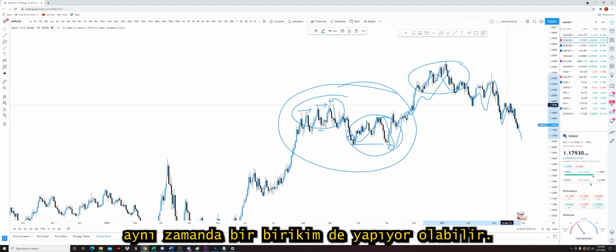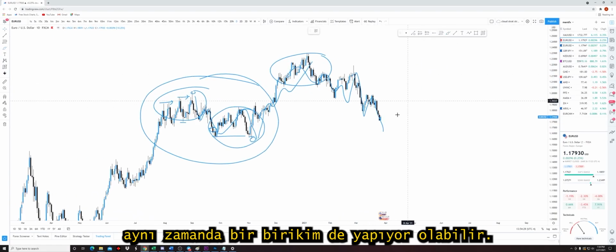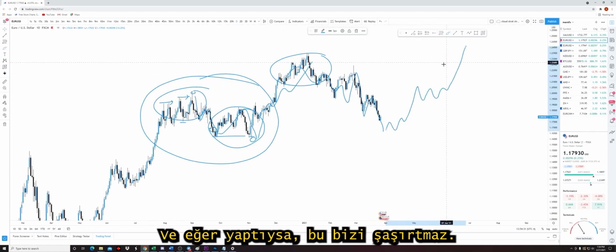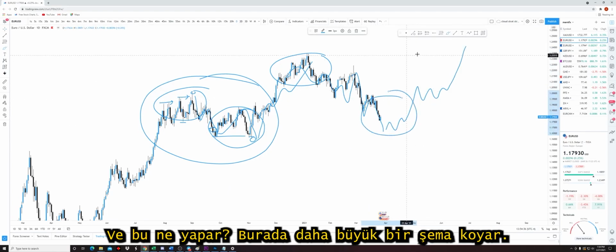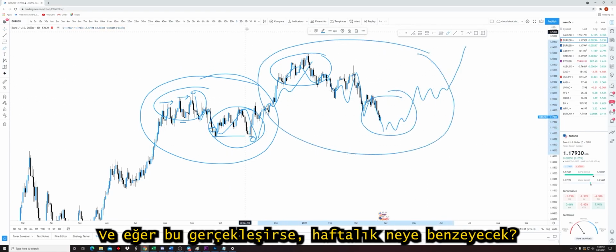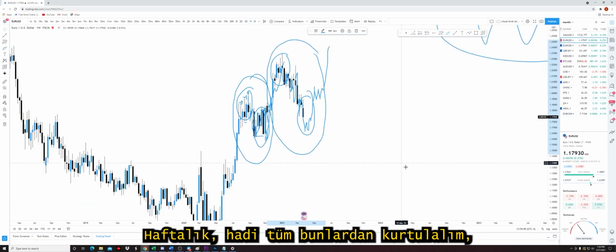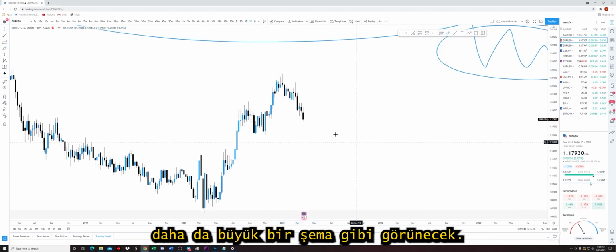And as it's doing that, it could also be doing what? Accumulating. And if it did, then this would not surprise us. And what would this do? It would make a schematic in here on this time frame. And what would that do? Put a bigger schematic in here. And if that did happen, what's the weekly going to look like? The weekly, let's get rid of all this, is going to look like an even larger schematic.